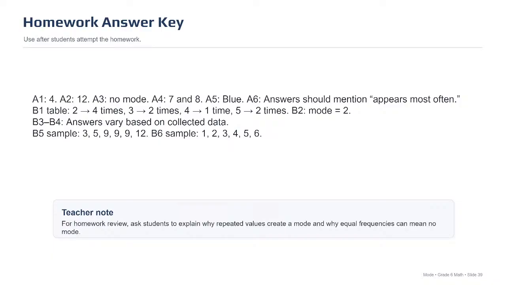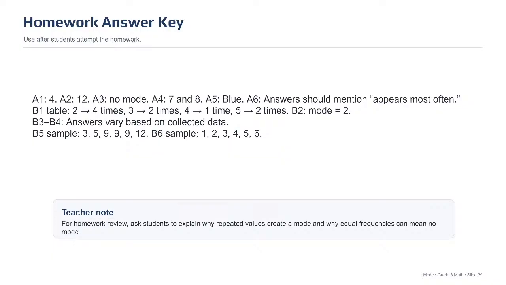Homework answer key. A1 is 4, A2 is 12, A3 is no mode, A4 is 7 and 8. See, there are 2 modes for A4. A5 is blue. A6, answer should mention appears most often. B1 is the table: 2 appears 4 times, 3 appears 2 times, 4 appears 1 time, 5 appears 2 times.